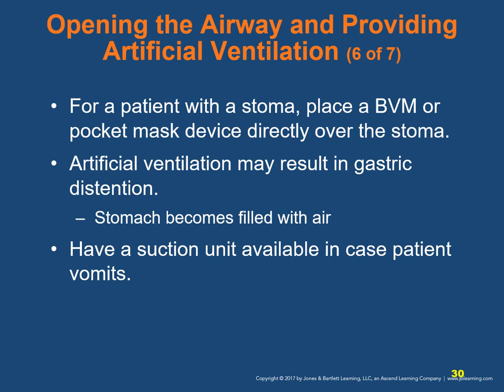For the patient with a stoma, place the BVM or pocket mask device directly over the stoma. Artificial ventilation may result in gastric distension. The stomach becomes filled with air when you hyperventilate the patient, ventilate too forcefully, or the patient's airway is not opened adequately. Have a suction unit available in case the patient vomits.